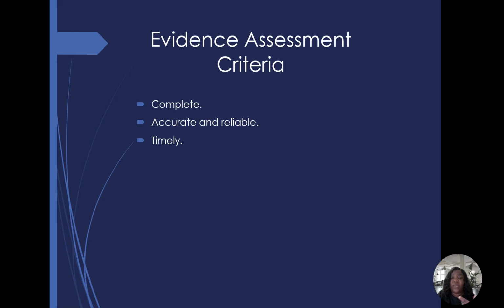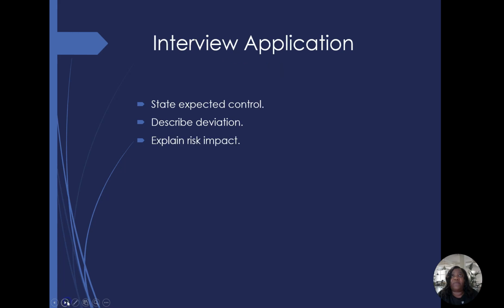When you are reviewing evidence, there are three important things you need to focus on, three key attributes. One, completeness, to ensure that you are looking at the full population in scope. Two, accuracy, to ensure the evidence is reliable. And three, timeliness, to ensure that the control was performed within the required time frame.